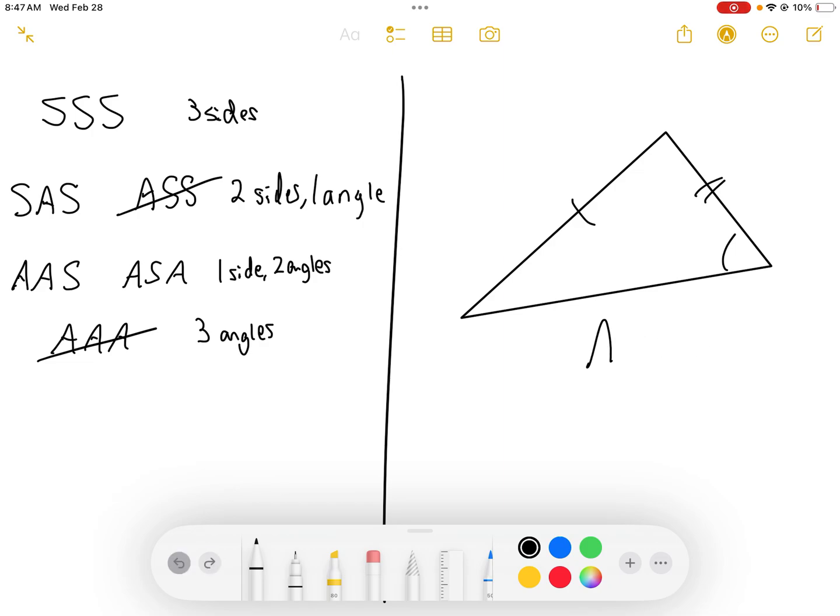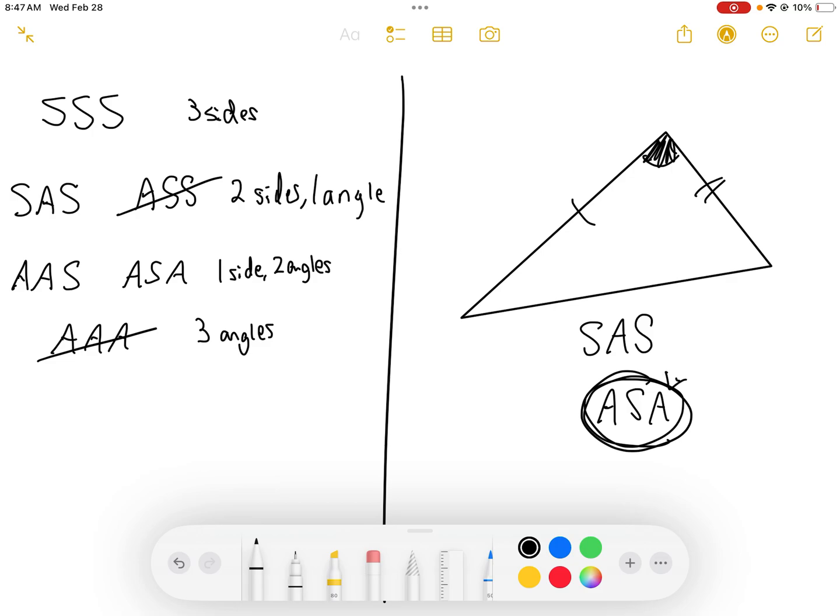If instead I had this one, then the angle is now neatly nestled in between the two sides that are marked, which means this one is side, angle, side. I see a lot of people accidentally doing something like ASA, right? Remember, ASA can only be used if there's two angles that are marked. This one only has a single angle that's marked, which means it cannot be ASA. It must be SAS.